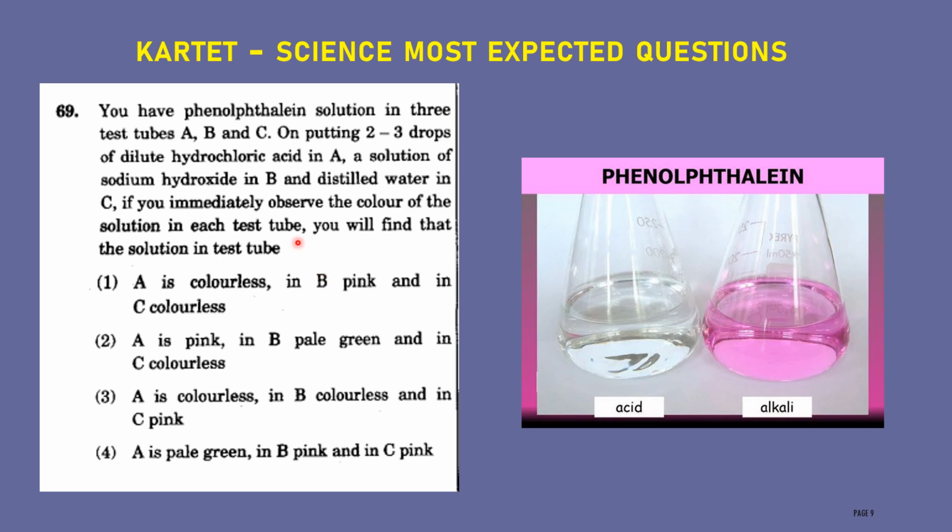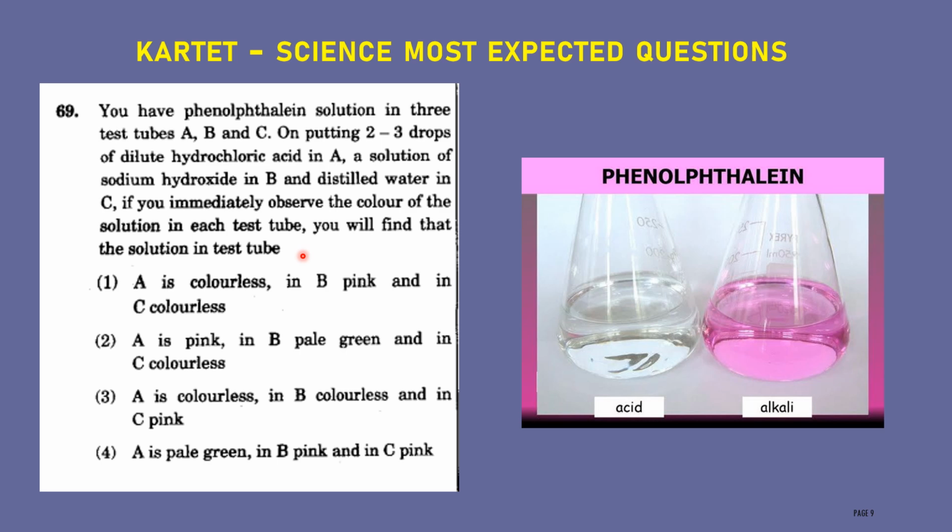Let us discuss the next question. You have phenolphthalein solution in 3 test tubes A, B, C. On putting 2-3 drops of dilute hydrochloric acid in A, a solution of sodium hydroxide in B, and distilled water in C, if you immediately observe the color of the solution in each test tube, you will find the solution in a test tube. Here they are asking the question.